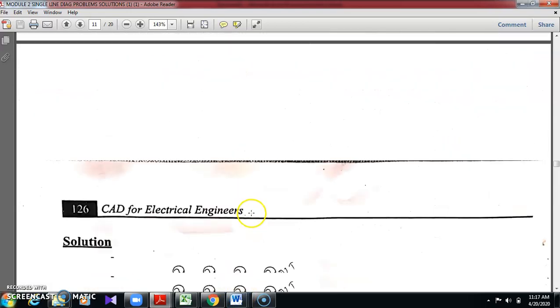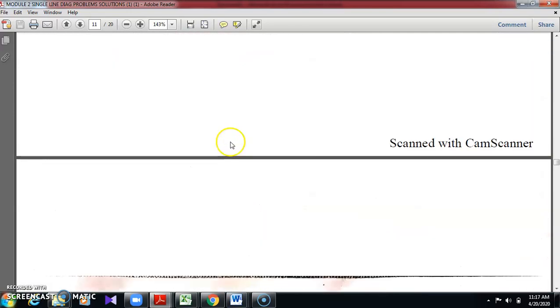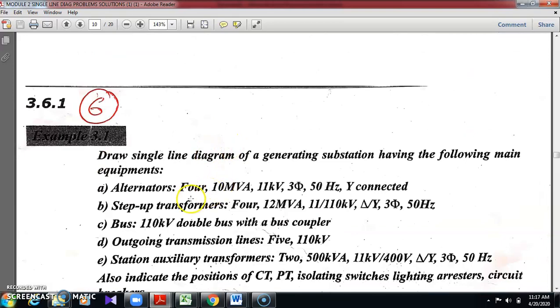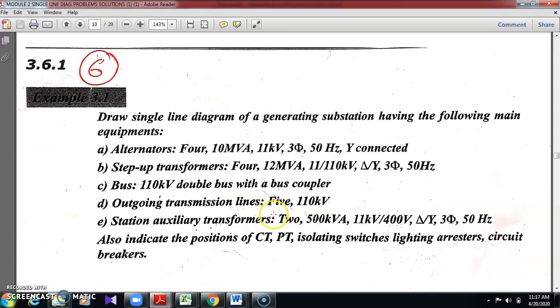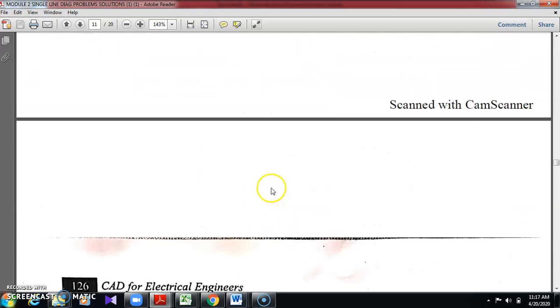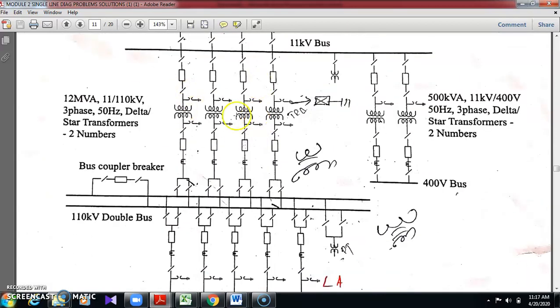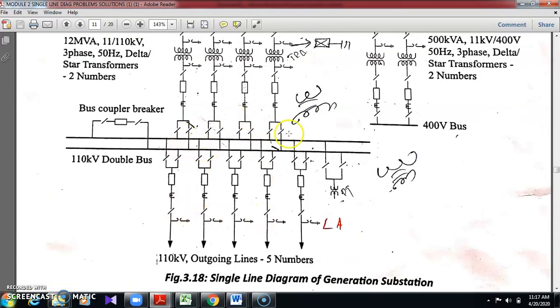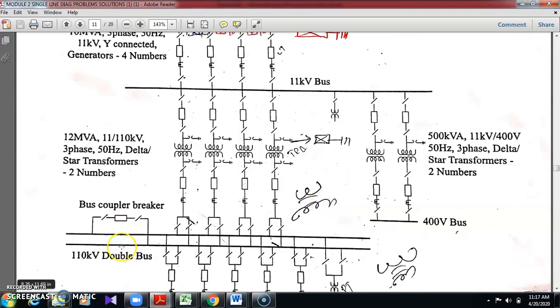Getting? Okay, just have a look at this diagram. So how many incoming? I told 5, but 4 it is. 4 incoming, 4 transformers, and how many outgoing are there? Total 5: 1, 2, 3, 4, 5. They told 110 kV is a double bus bar, and for 11 kV they have not specified whether it is double or single. So even if you take double, no problem. If they specify single bus bar, then take single bus bar.